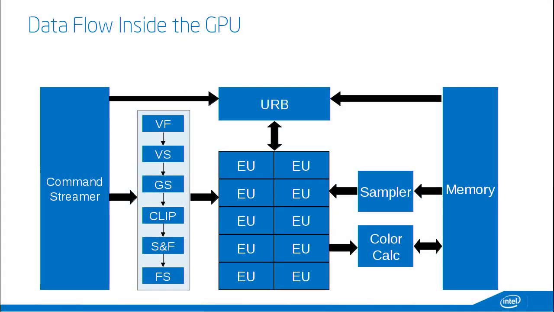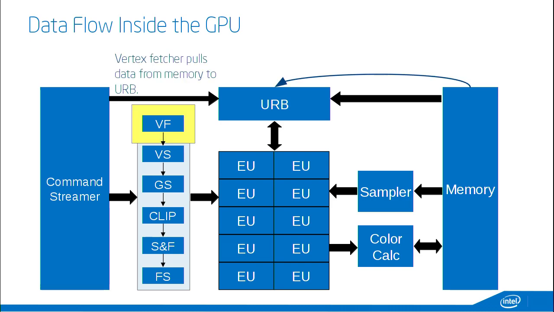So we have a block diagram of a bunch of the parts of our architecture: command streamer, the execution units, memory, and the different programmable stages. One of the more unusual things that we have is this URB at the top, which is the Unified Return Buffer. It's a region of on-chip memory that's used to share data as it gets transferred between the stages. So I'm going to walk through this a little bit.